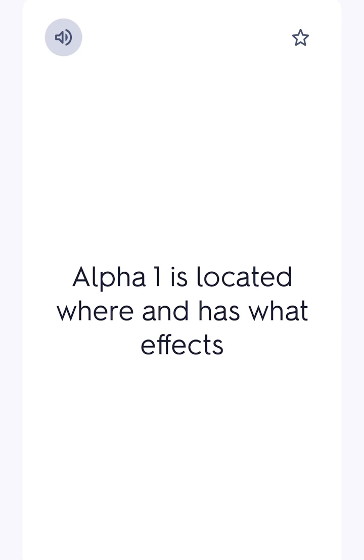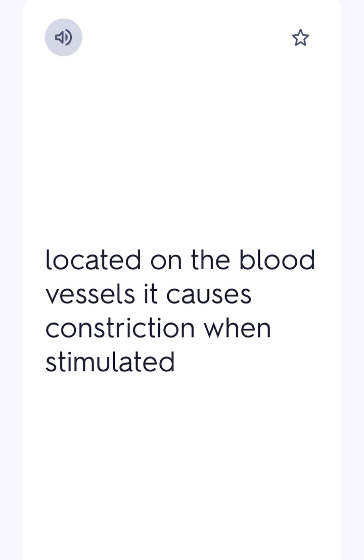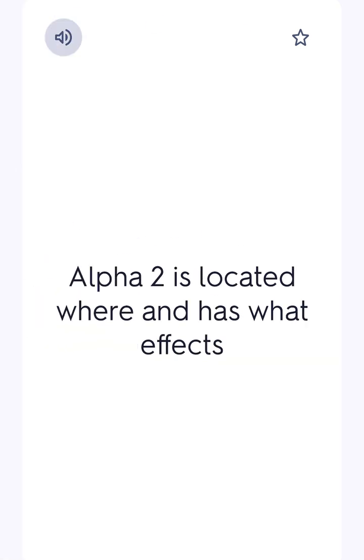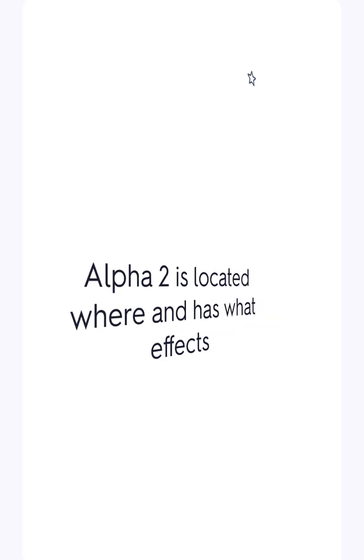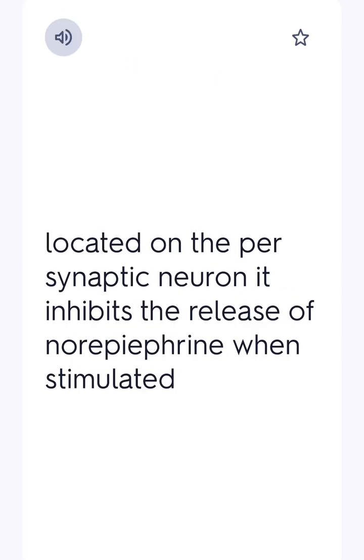Alpha 1 is located where and has what effects? Located on the blood vessels, it causes constriction when stimulated. Alpha 2 is located where and has what effects? Located on the presynaptic neuron, it inhibits the release of norepinephrine when stimulated.